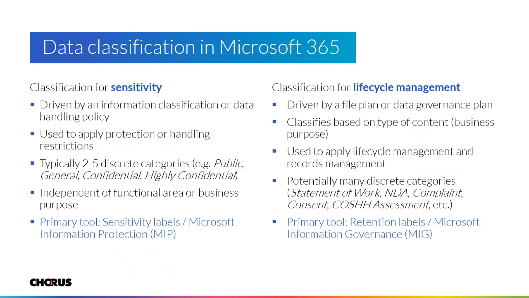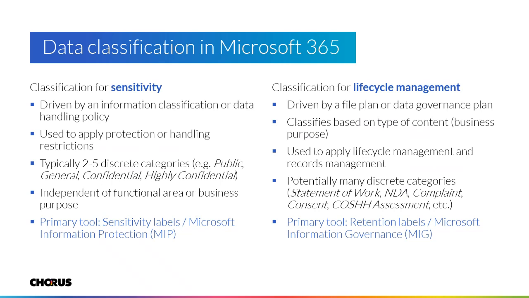The second angle on data classification is classifying for lifecycle management. So this is usually driven by a file plan or a data governance plan, and we're aiming to classify content based on its business purpose. So what is it? Is it a statement of work? Is it an NDA? Is it a complaint? Is it a consent form? Is it a cost assessment, a risk assessment, and so on? And we're using that classification to drive lifecycle management and records management. And the primary tool there is retention labels, which is part of Microsoft Information Governance.